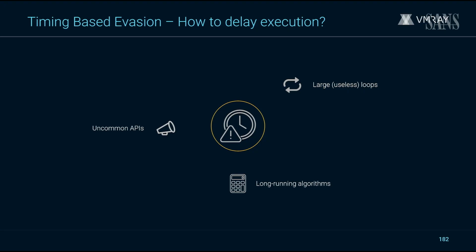So we have the usage of large useless loops. Could be any chunk of code that's just doing some calculation, basically. We have long-running algorithms, and depending on the usage and the output of that algorithm, that can still be considered a long, useless running loop, or actually some valid output that is needed at a later point. And of course, also the usage of uncommon APIs.